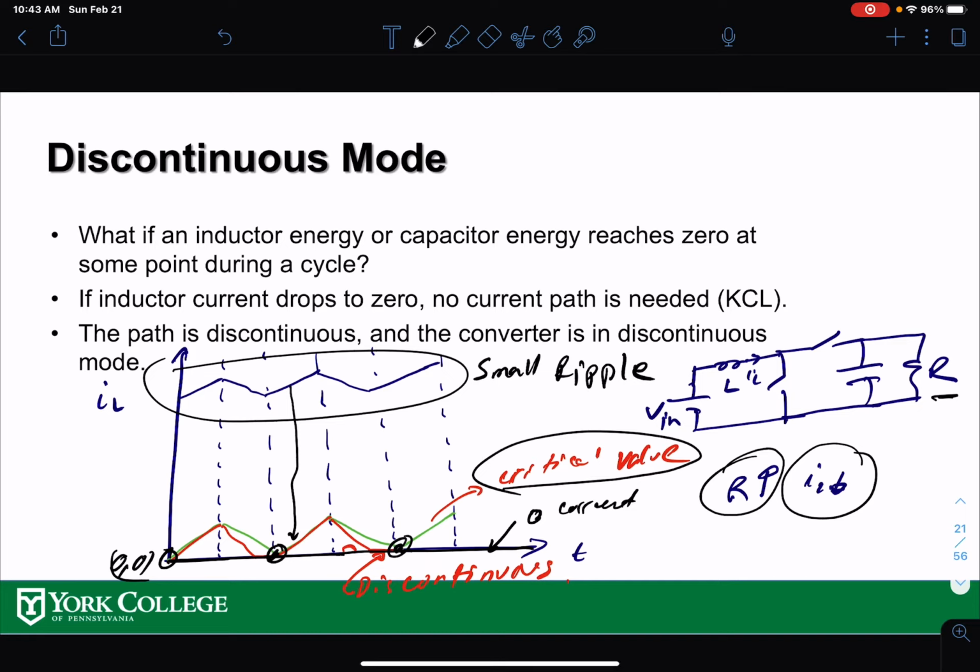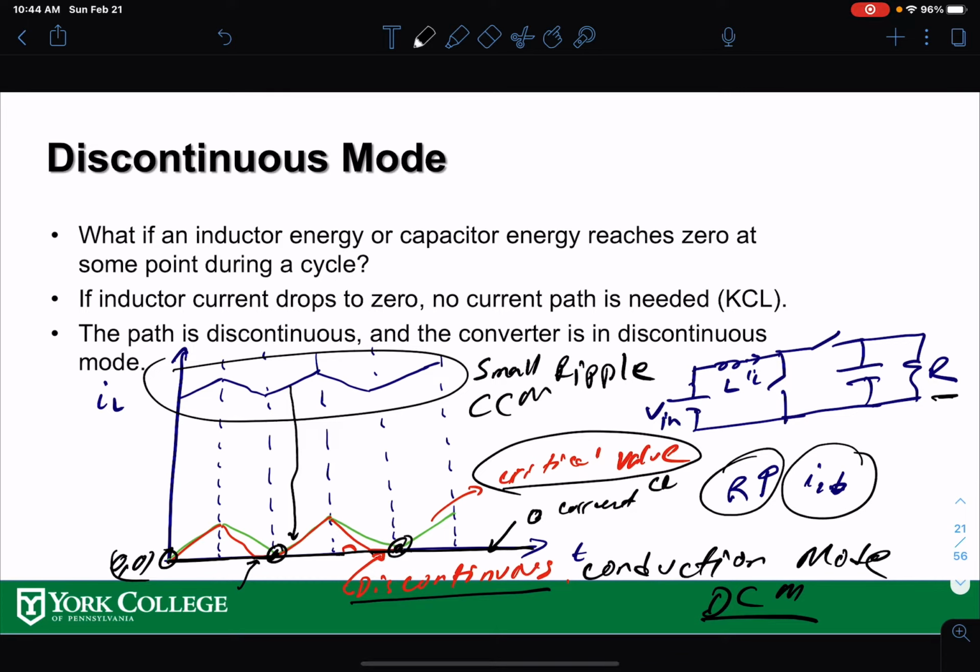If the magnitude of the inductor current goes lower than that, then you will experience 0 current for a time. This is right here, if you follow the red line over there. That is called discontinuous conduction mode, or DCM. So this is your CCM. This is still CCM, but in a critical condition. So there are three different operating conditions: normal operating condition, critical condition, and discontinuous conduction mode. In this video, we're going to concentrate on the critical operating condition.